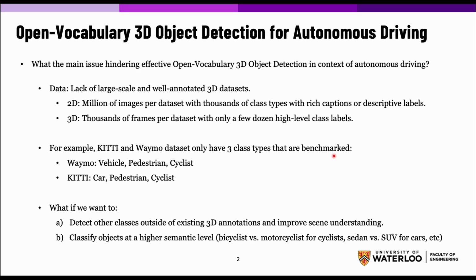So that begs the question, right? What if we want to detect things outside of these classes? And even if we do, we want to classify at a semantic level that's more meaningful than just car and vehicle. A typical case that I outline is, even if we can detect something on the road as a vehicle, it matters whether it's a school bus, a fire truck, an ambulance, or a police vehicle. The way we respond to these different vehicles is different, right? So that's where the importance lies.